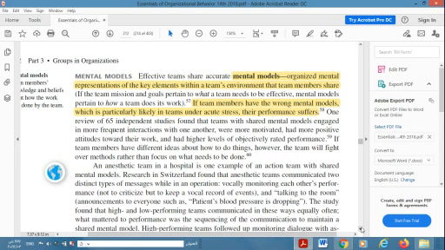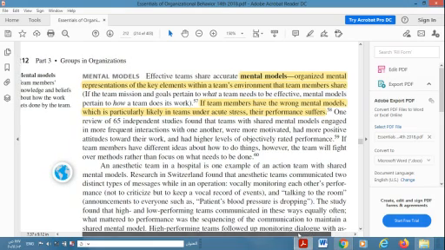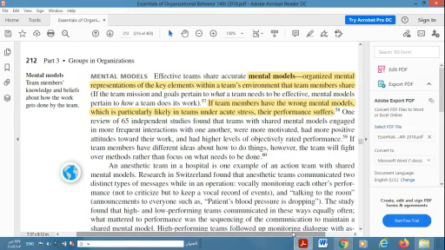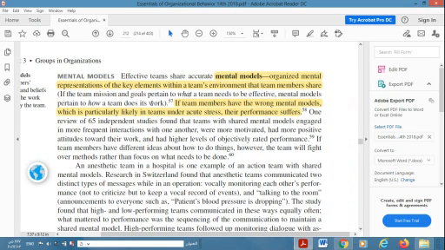As for mental models, it is a team member's knowledge and beliefs about how the work gets done by teams. Okay, it is organized mental representations of the key elements within the team's environment that team members share. If team members have the wrong mental models, which is particularly likely in teams under acute stress, their performance suffers.